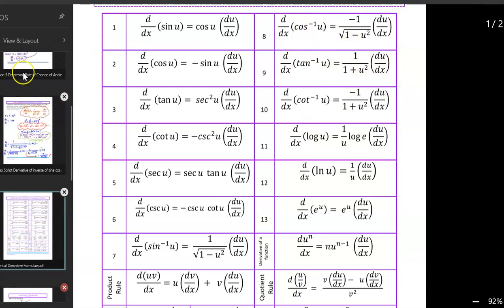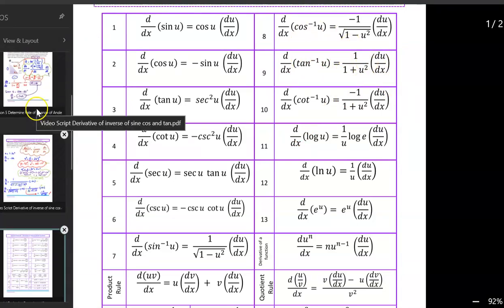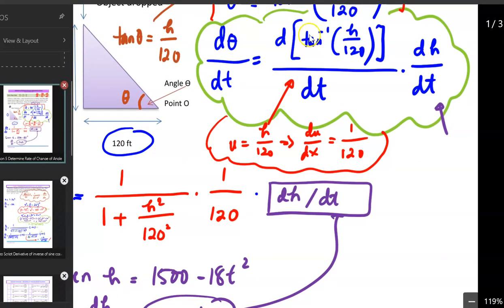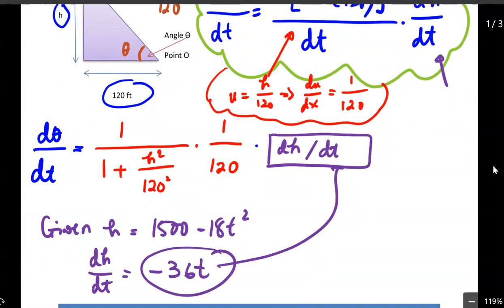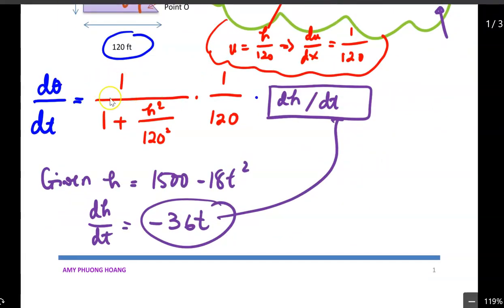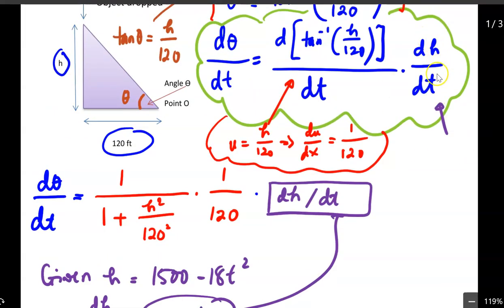Okay, so when I work with h, the height, in terms of time, u now becomes h over 120. So du over dx will be 1 over 120. Substitute into the formula: 1 plus u squared in this case, times du over dx. I also have to multiply by dh over dt.